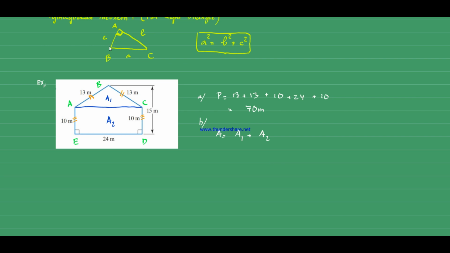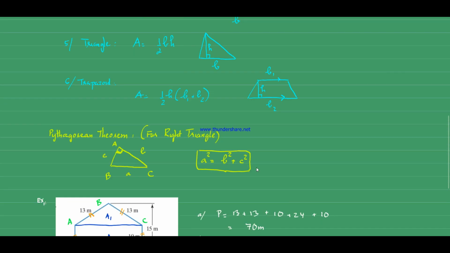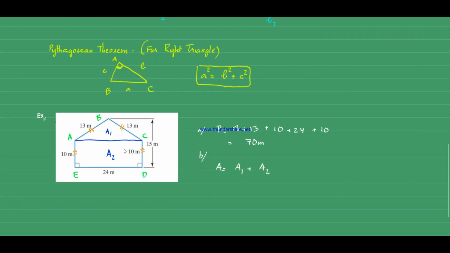A1 is a triangle, so in order to find the area of the triangle, we need to know the base and the height. The base right here, we just need to go ahead and draw the height. So this is the height right here. And we know the base already: AC is this rectangle's side, so AC will be equal to ED.